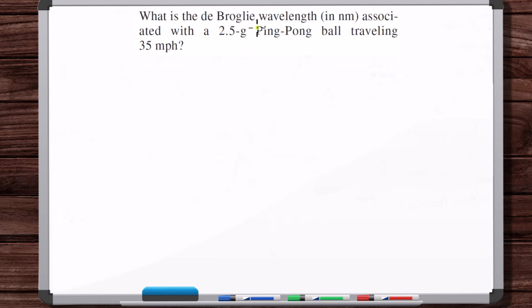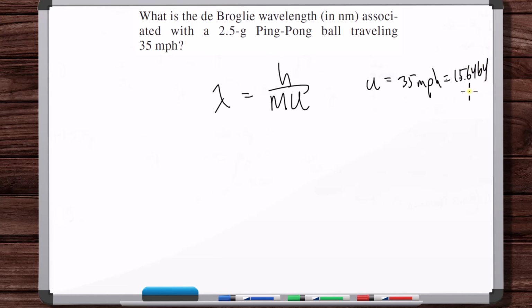Okay, what is the de Broglie wavelength in nanometers associated with a 2.5 gram ping pong ball traveling at 35 miles per hour? So, what is 35 miles per hour in meters per second? That's 15.6464. The mass, we want to put that in kilograms, so 0.0025 kilograms. And then Planck's constant is just the standard units.